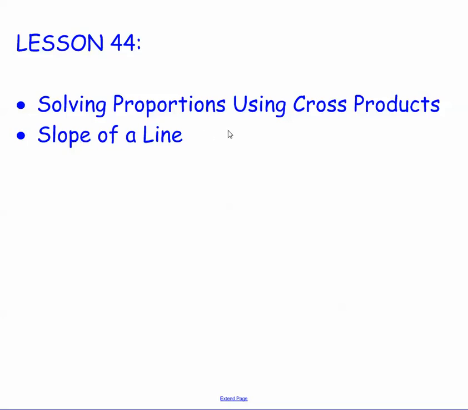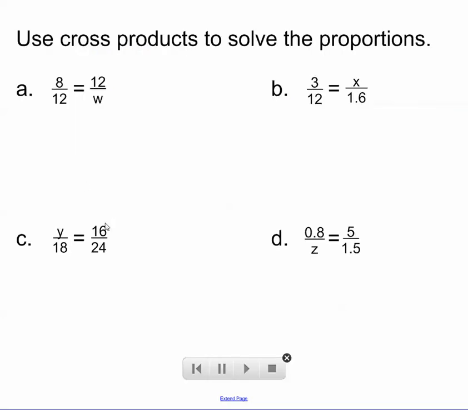Okay, so we're going to solve proportions using cross products, and then we're going to start talking about the slope of a line. So let's solve proportions using cross products first. This is a proportion, and actually we have four proportions here, and we're going to solve them. Now, in the past, we've been solving these by inspection. We've been saying 8 times what is 12. And actually that's 1.5. That's a little bit tougher for you guys to identify. 8 times 1.5 is 12. So then we'd go 12 times 1.5 is our answer, and that's 16.